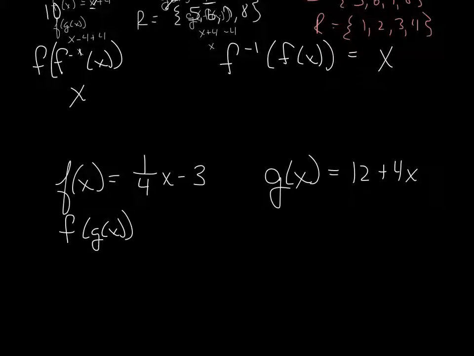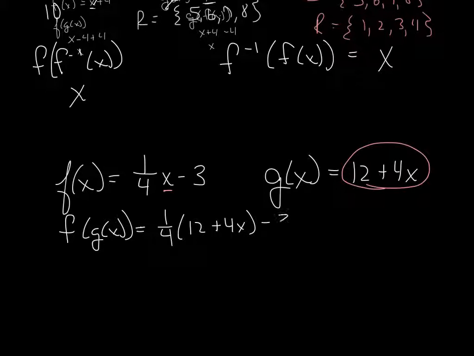So wherever I have an x here, I plug this in. So we are going to get 1/4 times (12 plus 4x) minus 3, which equals 3 plus x minus 3, and that does equal x. Now let's double check it. Let's go the other way.